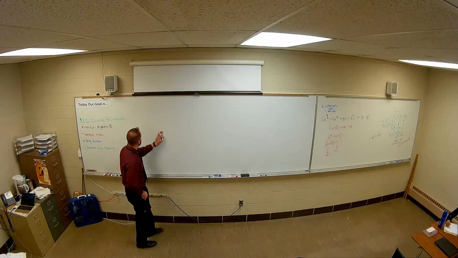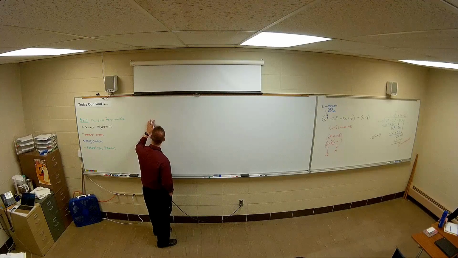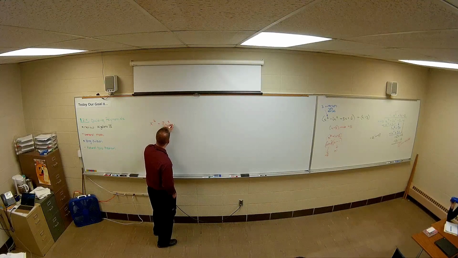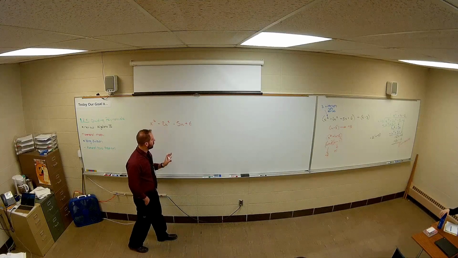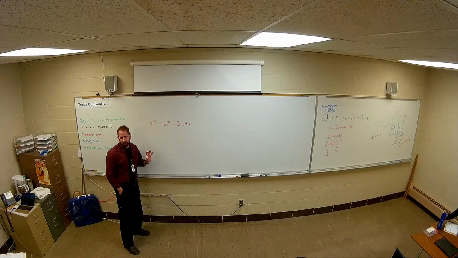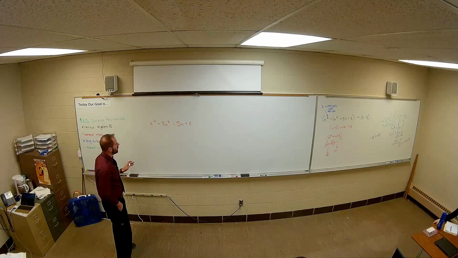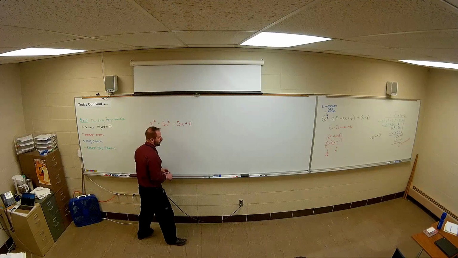So, let's go to that problem. What is that problem? x cubed minus 2x squared minus 5x plus 6. All right. So, this is the last thing I want to do today. How did I know that 3, or the negative 3, was going to work? Here's how you do it. This is called the zero root theorem, by the way.